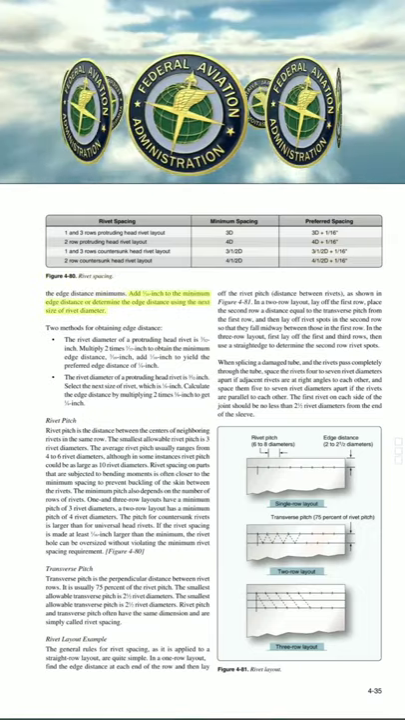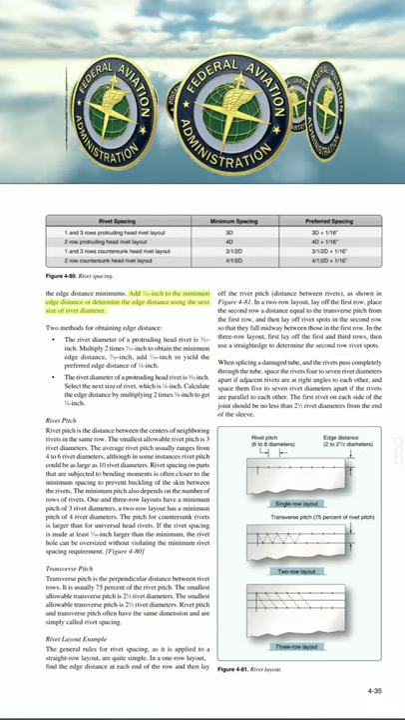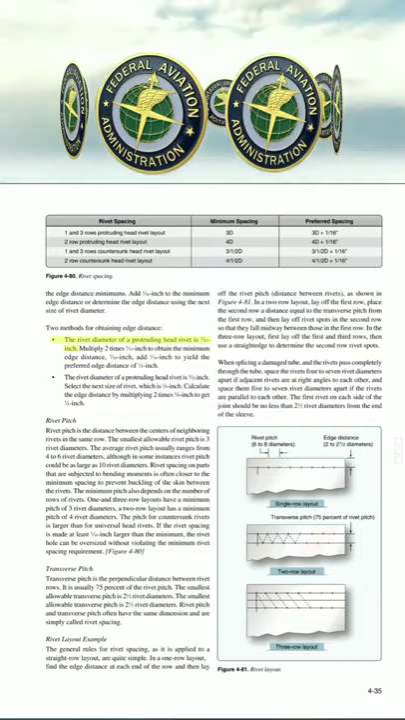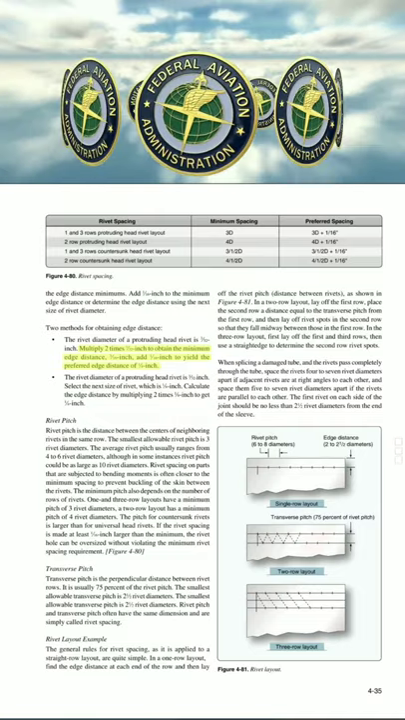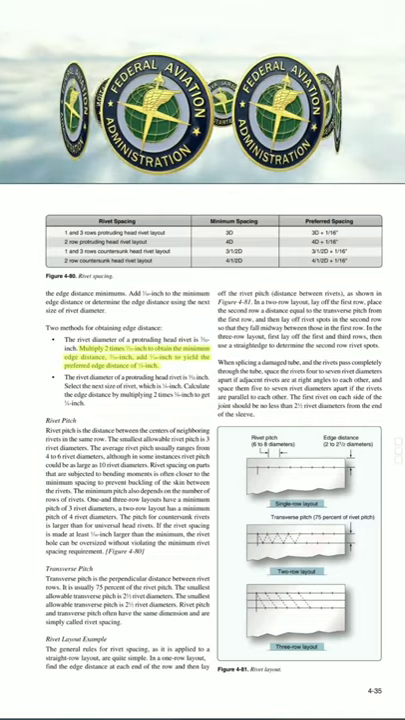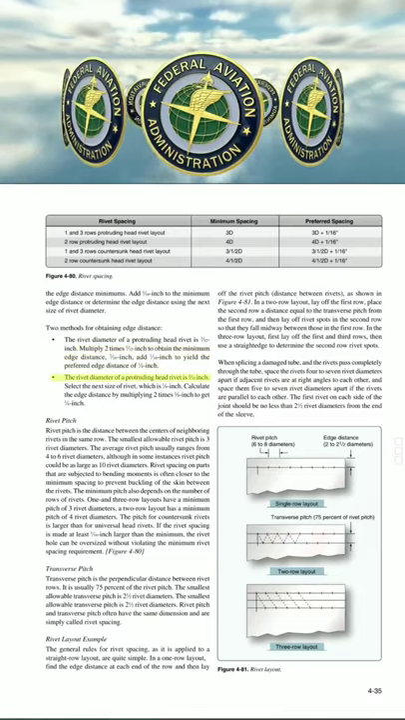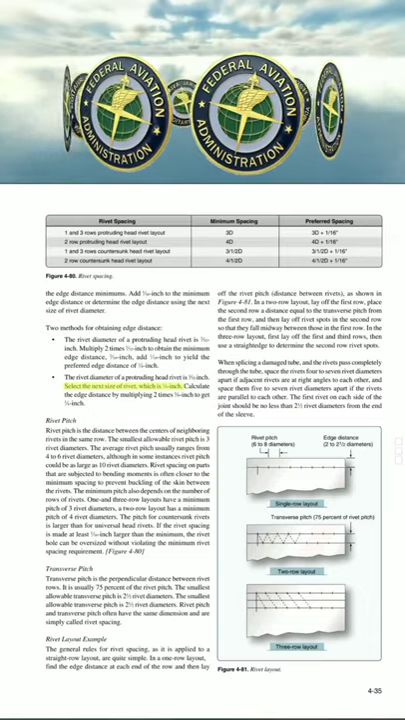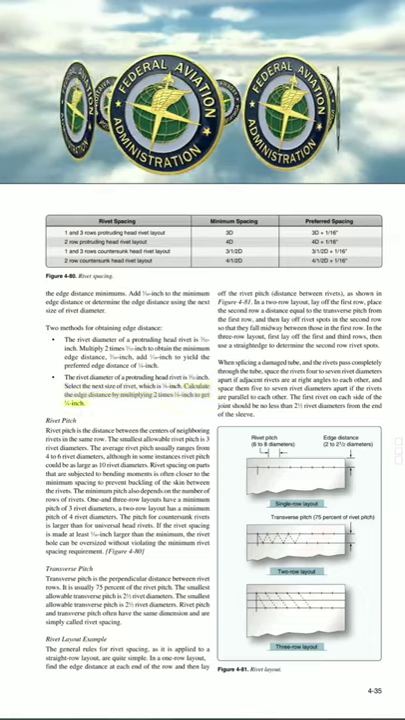The edge distance minimums: add 1/16 inch to the minimum edge distance, or determine the edge distance using the next size of rivet diameter. Two methods for obtaining edge distance. The rivet diameter of a protruding head rivet is 3/32 inch. Multiply 2 times 3/32 inch to obtain the minimum edge distance, 3/16 inch. Add 1/16 inch to yield the preferred edge distance of 1/4 inch. Alternatively, the rivet diameter of a protruding head rivet is 3/32 inch. Select the next size of rivet, which is 1/8 inch. Calculate the edge distance by multiplying 2 times 1/8 inch to get 1/4 inch.